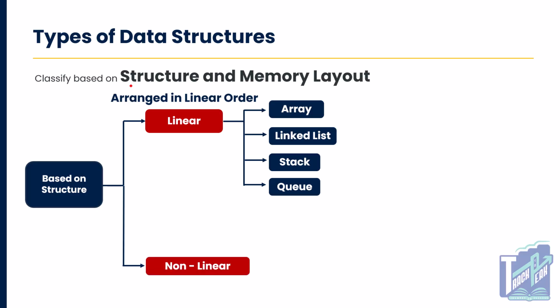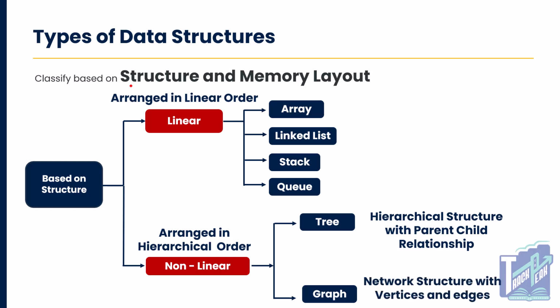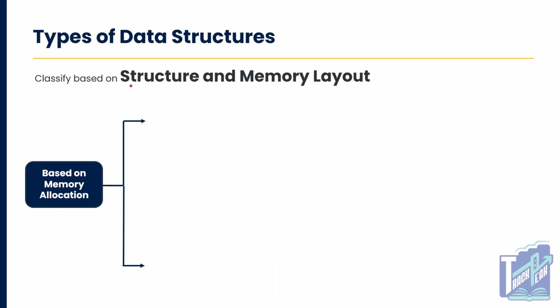And the second one is called non-linear data structure. In non-linear data structure, there are two concepts called tree and graphs. Here the arrangements are going to be in a hierarchical order. The hierarchical structure with parent-child relationship is called a tree, and a graph is a network structure with vertices and edges. This is the classification based on structure.